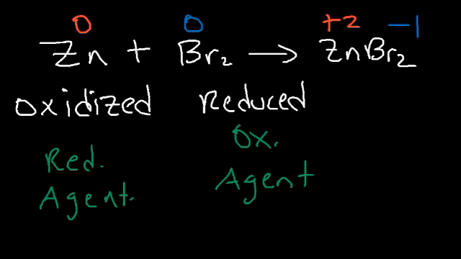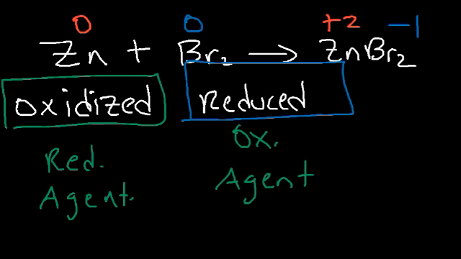Most metals, particularly the active ones, are usually good reducing agents because they like to give away electrons. Nonmetals like bromine are oxidizing agents because they like to take away electrons. Whenever a substance gives away or loses electrons, it is oxidized. A substance that receives or gains electrons is said to be reduced.